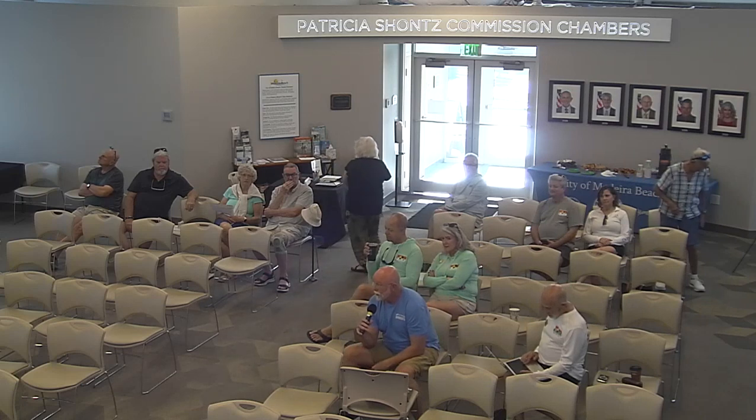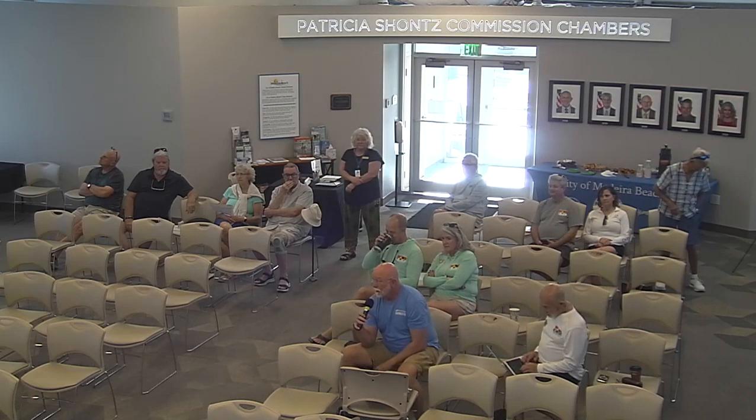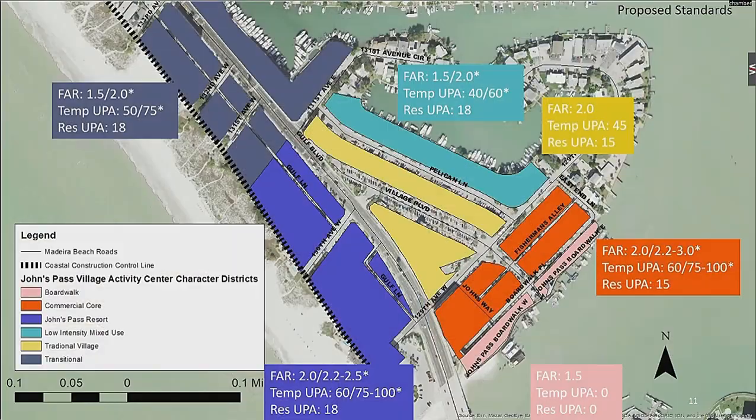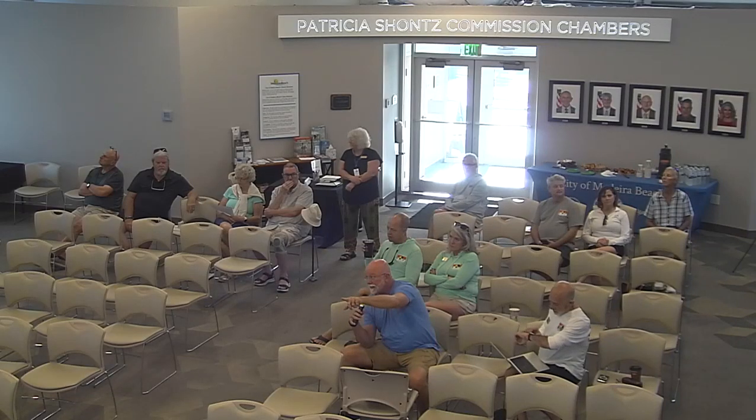Thank you, Jenny. First of all, I want to say I know you guys have done a lot of work because this has gone through many iterations trying to get it to this point. When I look at this, if I look at the transitional area, you have a floor area ratio of 1.5 with a 2.0 asterisk. Is the asterisk what they would be eligible for if they did a planned development? Is that what that represents?